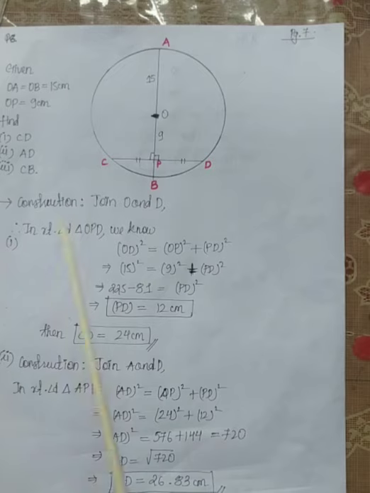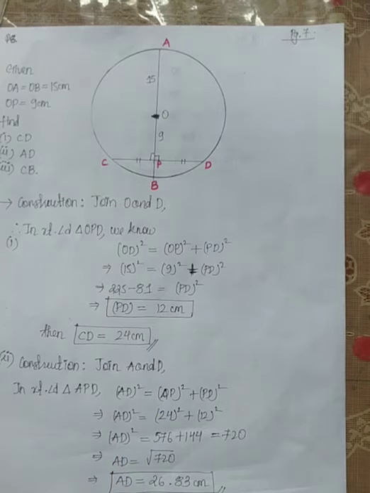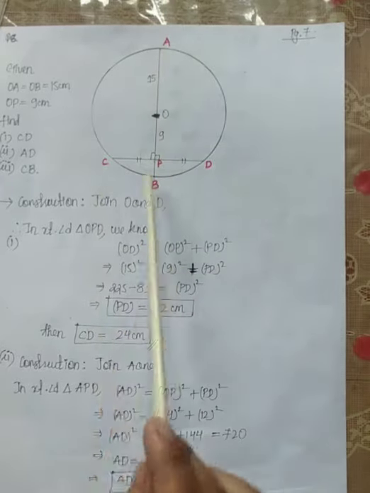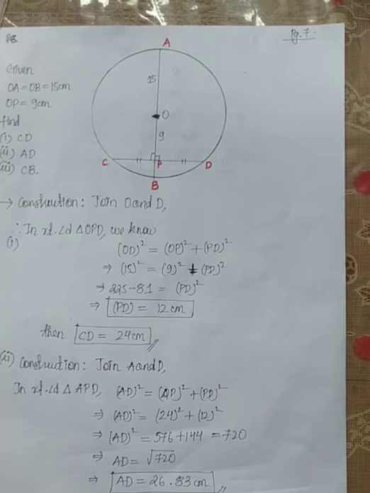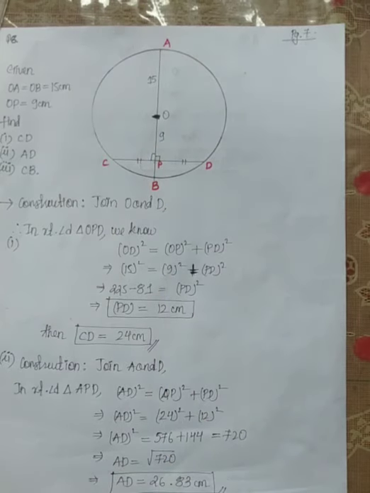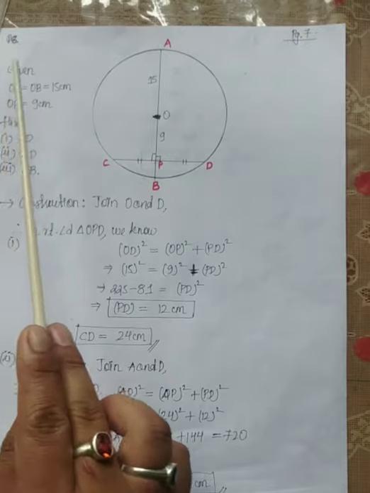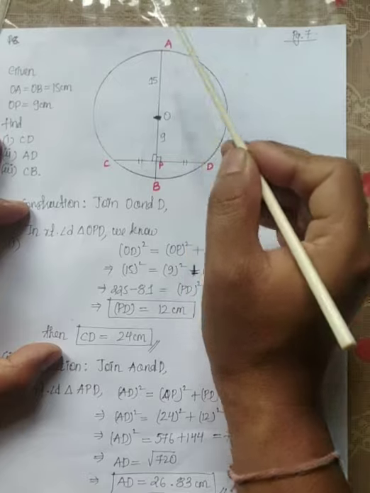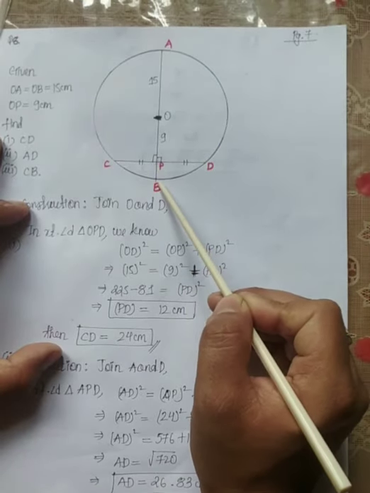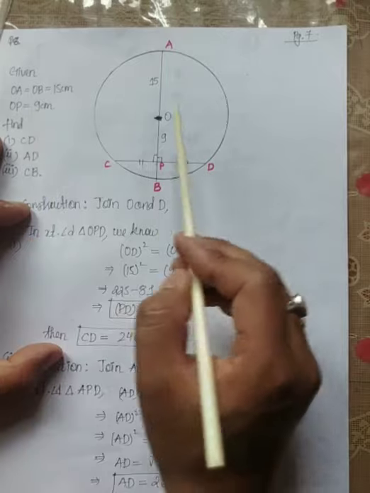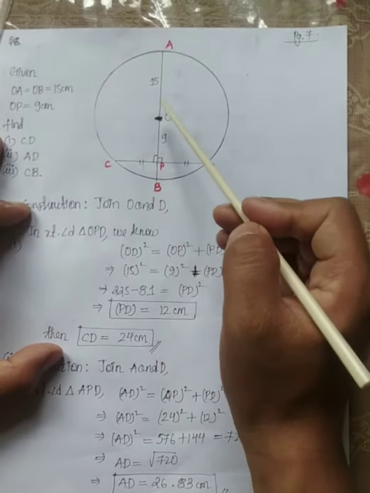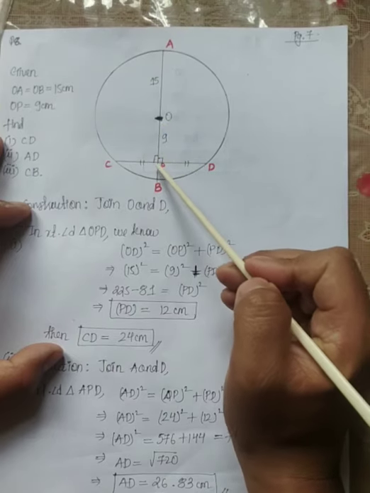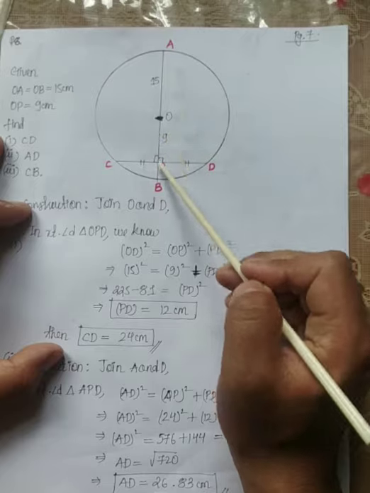AB is the diameter, and CD is one of the chords. What we can see here is AB and CD intersecting at point P. So this is 90 degrees, this is 90 degrees, no doubt. The things given here are OA equals OB equals 15. From here till here it is 15, and from here till here OB is again 15. OP is 9. So clearly this part will be 15 minus 9, which is 6.